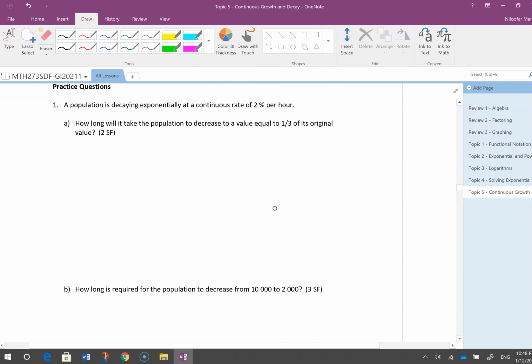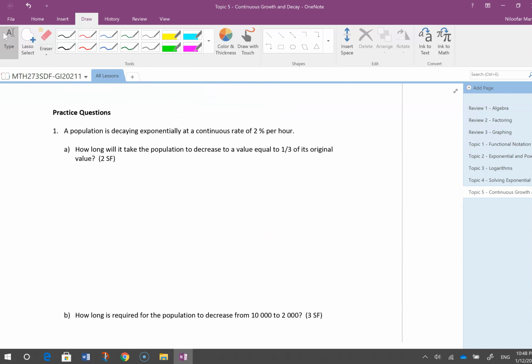Okay, so now I want to do some practice. A population is decaying exponentially at a continuous rate. See, it says continuous, of 2% per hour. This is decay because it says decaying. How long will it take the population to decrease to a value equal to 1 over 3 of the original value? It means a0 divided by 3 equals a0 times the exponential.